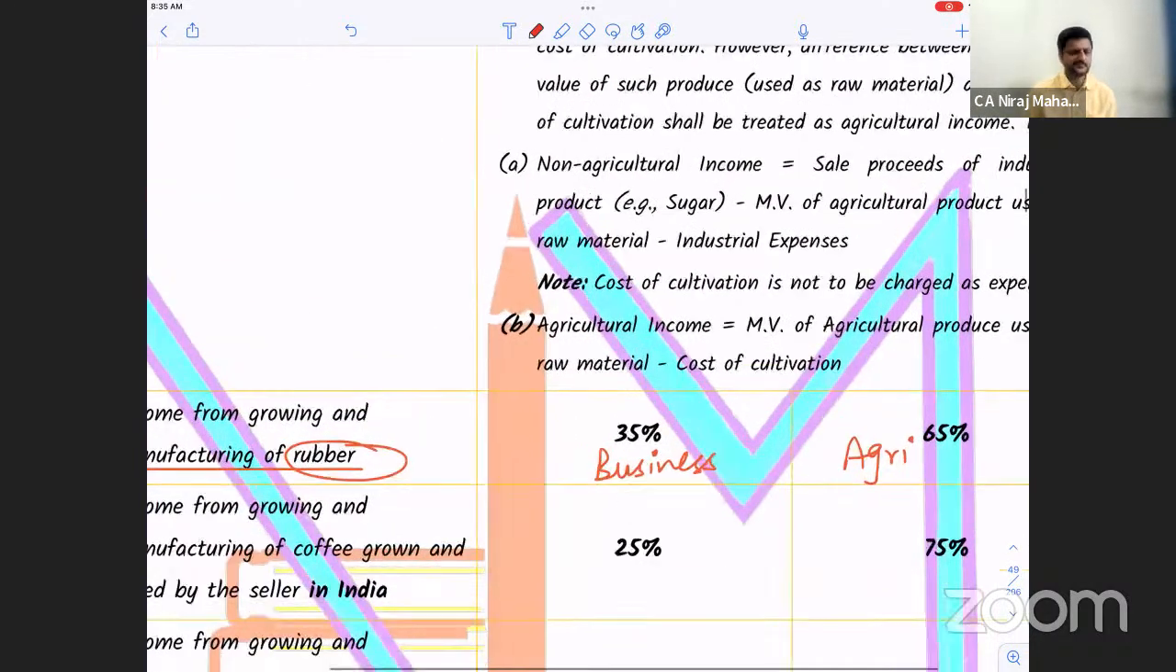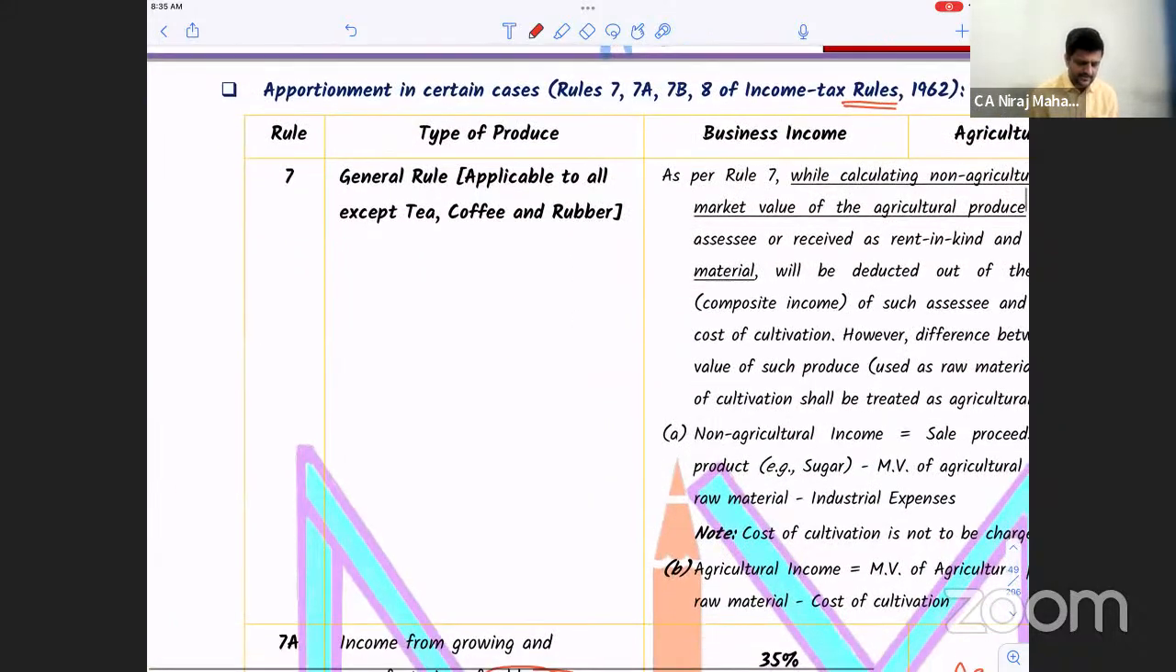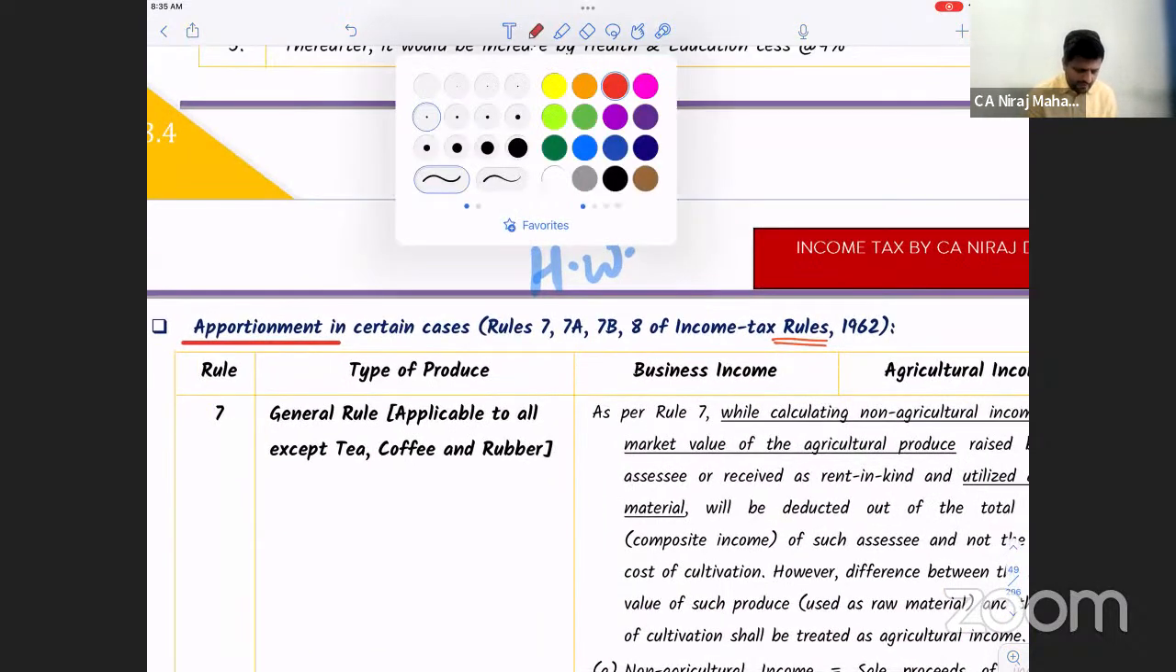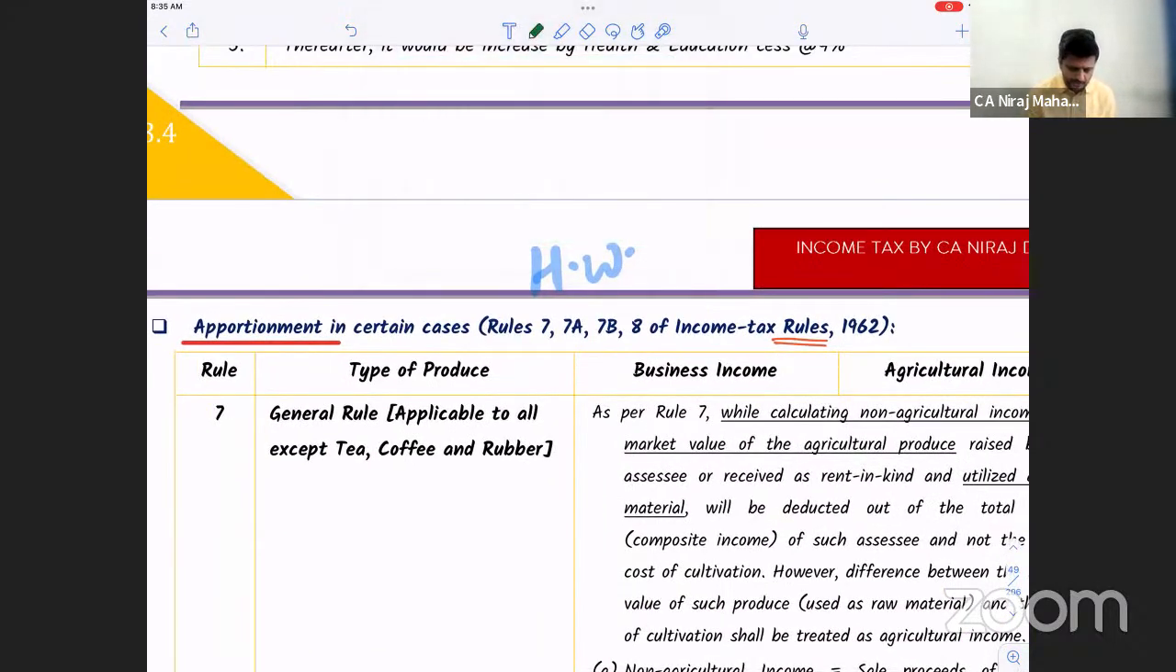What have we seen? Apportionment in certain cases. What was the meaning of apportionment? Bifurcation, segregation. Some here, some there. We have to give the sharing. Sharing of what? What were we selling yesterday? We made potato chips. Correct? Fine. Let us say we were selling sugar. Yes or no? Or tea powder. Let me use the word tea.